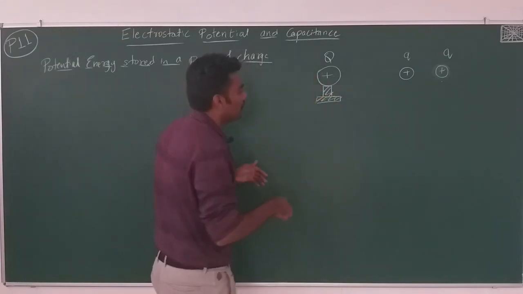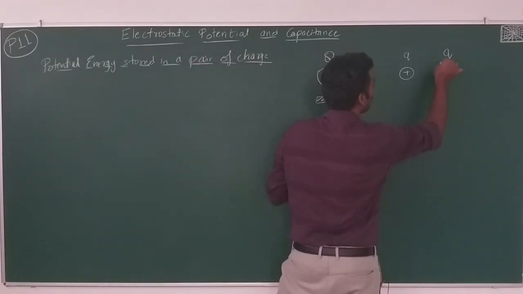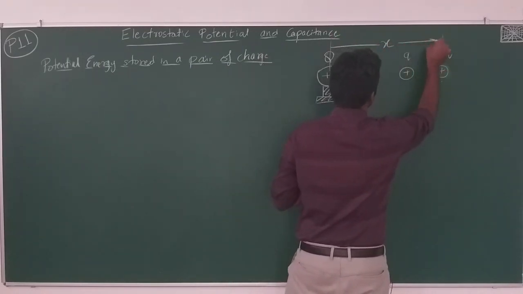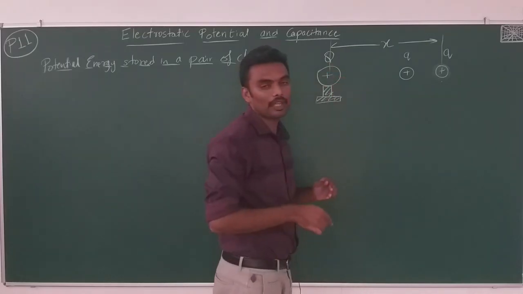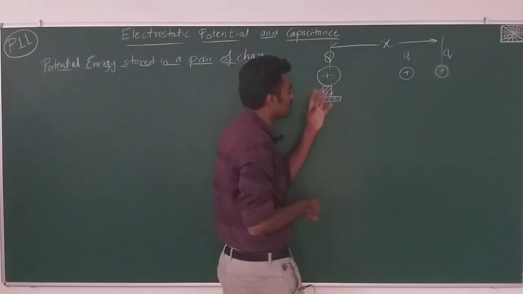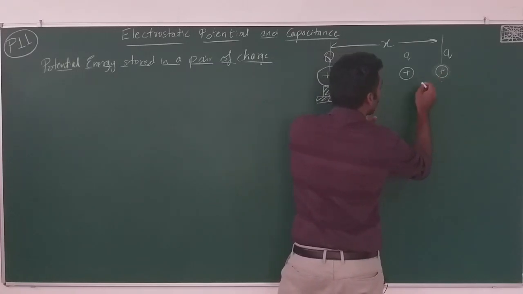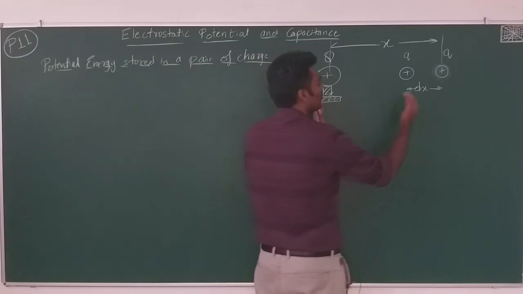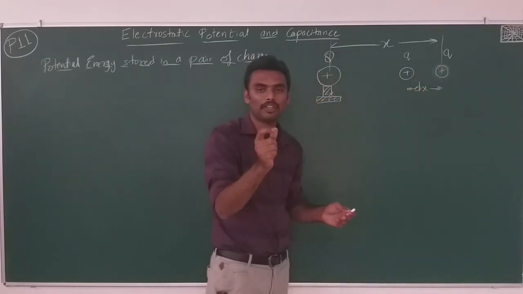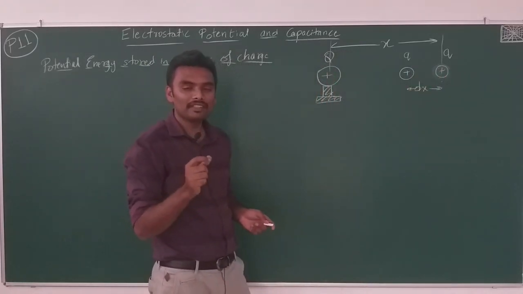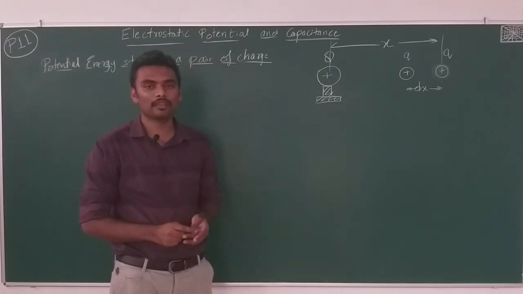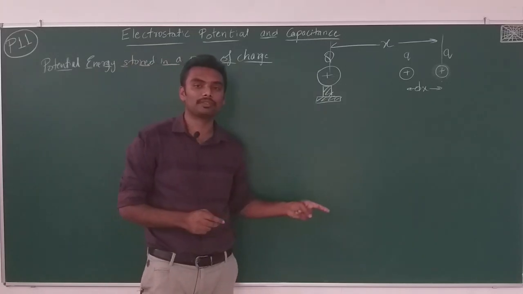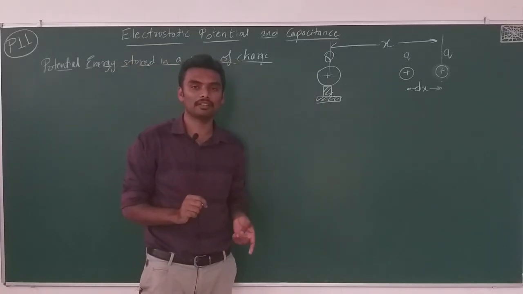Now let me say this charge small q was at a distance of x from the capital charge Q, and is brought dx meters close to this capital Q. Only this much, a small displacement is happening. Again, why are we considering a small displacement? Because the force here is not a constant force, it's a variable one, right?